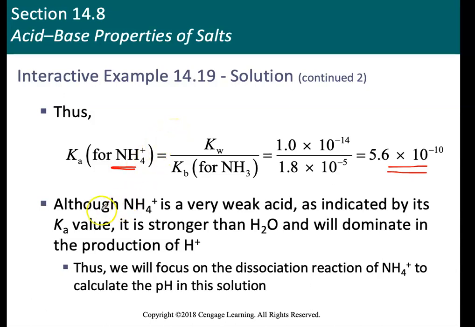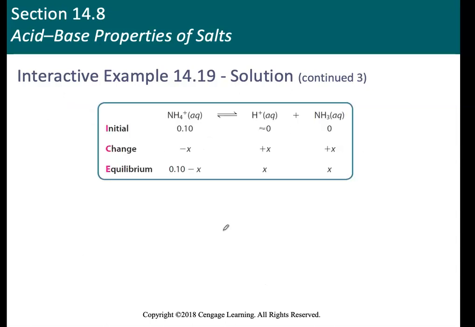Notice now that we have the Ka of NH4 plus. So although NH4 plus is a weak acid, as indicated by the Ka value, it is still stronger than water. So in other words, it's going to be able to compete with water on that. Thus, this is going to change the outcome of the pH.